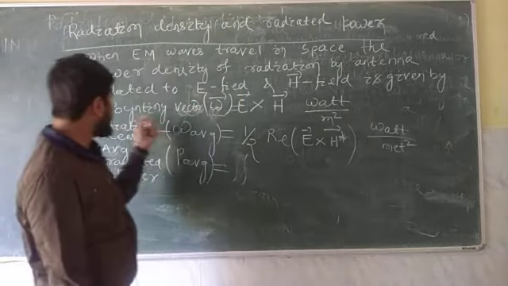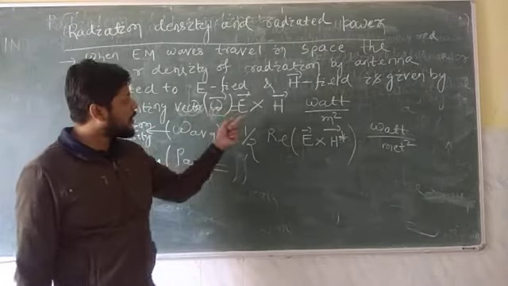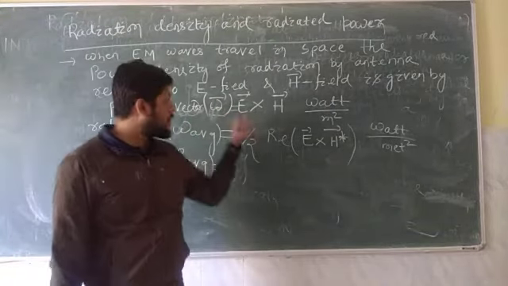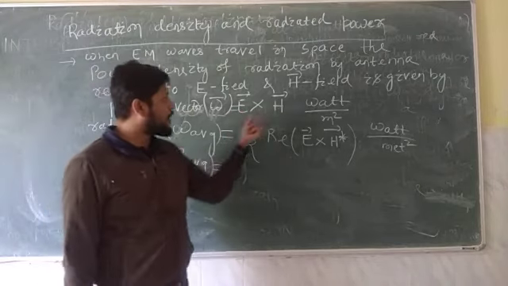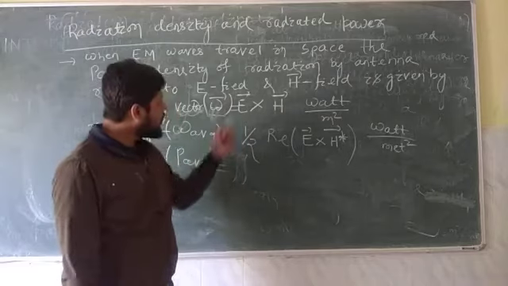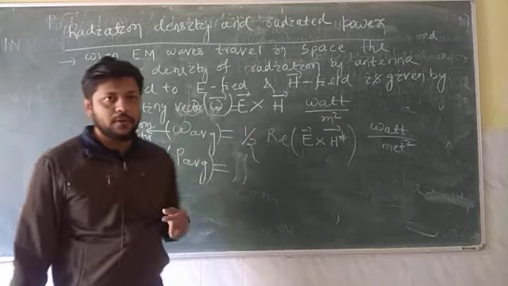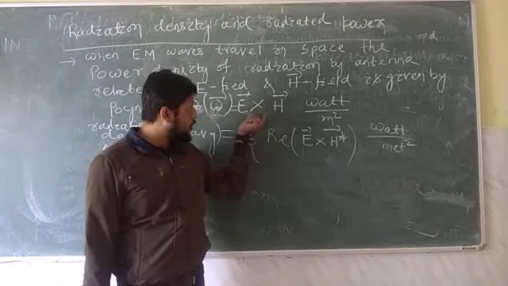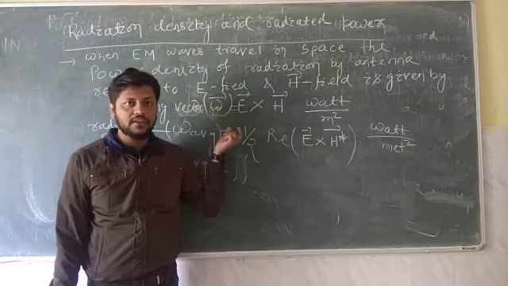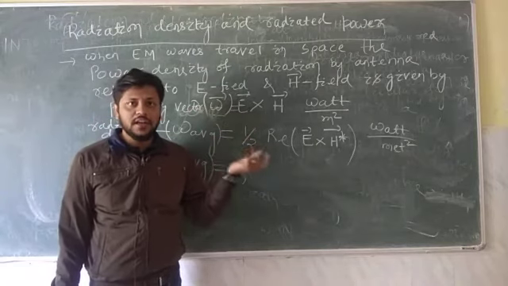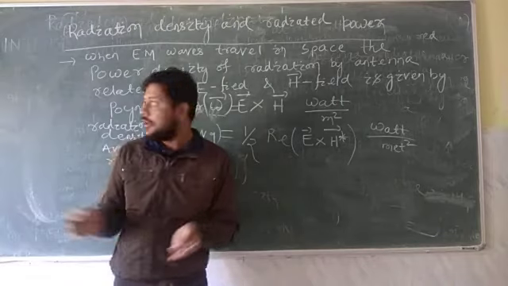This is known as your Poynting vector and it is denoted by W. W is nothing but E cross H, because E is a vector quantity and H is also a vector quantity. Electric field is a vector quantity and magnetic field is a vector quantity. So the cross product will always give you the density of power. Obviously this density of power has some direction, and what is the direction? If you take A cross B, then the result, as you have already studied in vector theory, is a vector.